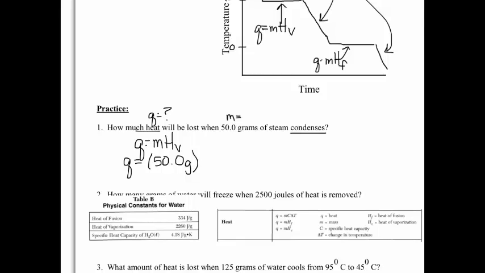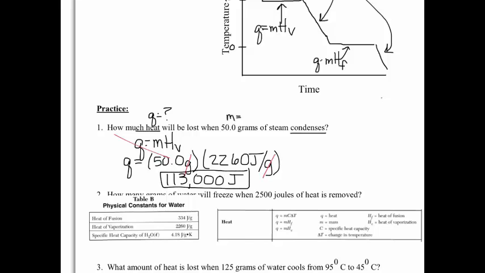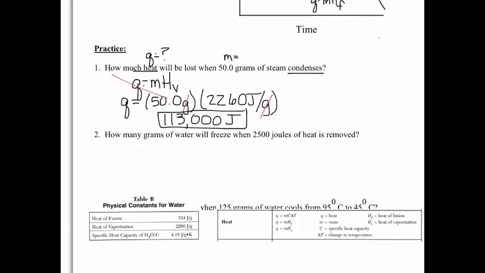And HV is actually a constant. Here it just says heat of vaporization, but when you look on table B on the front of your reference tables, it's 2,260 joules per gram. Our grams cancel out, leaving our units to be joules. So when you multiply those, you're going to get 113,000 joules. Don't forget your units. We're not going to have any naked numbers. That would be shocking.